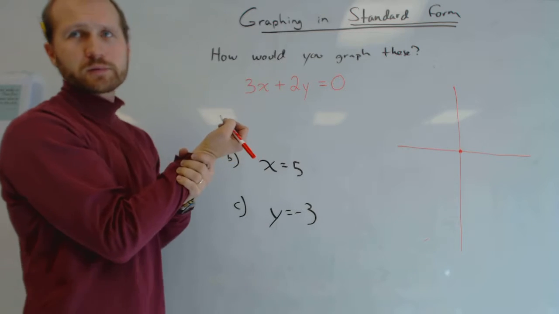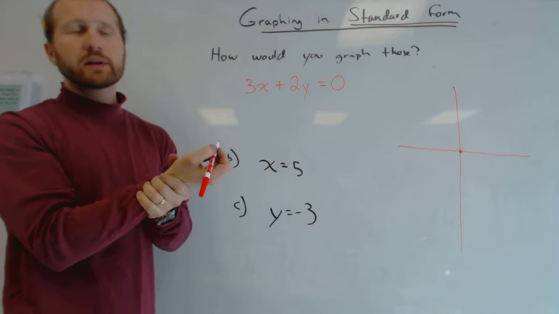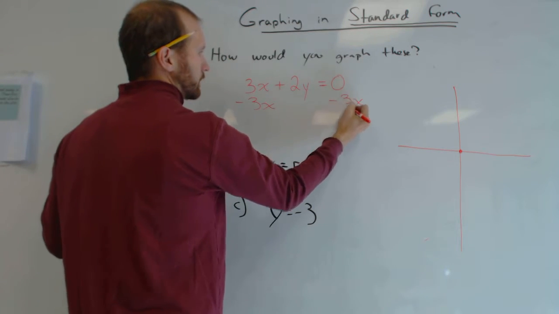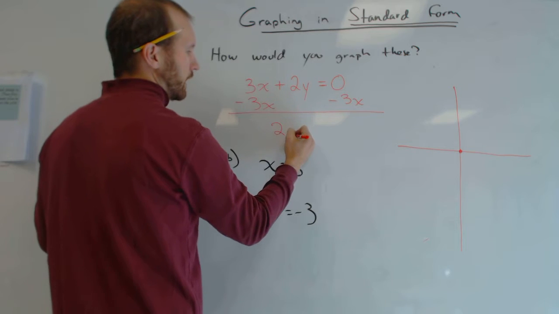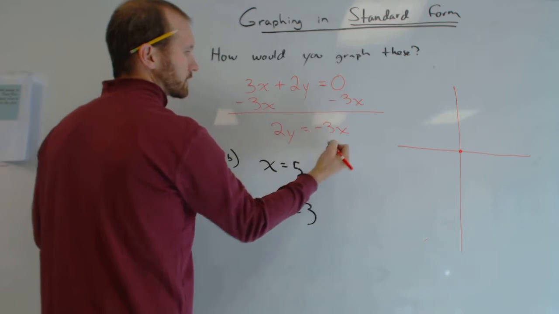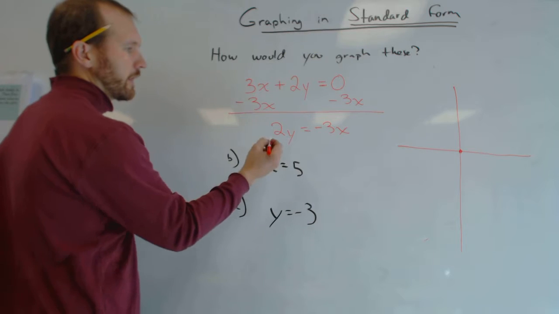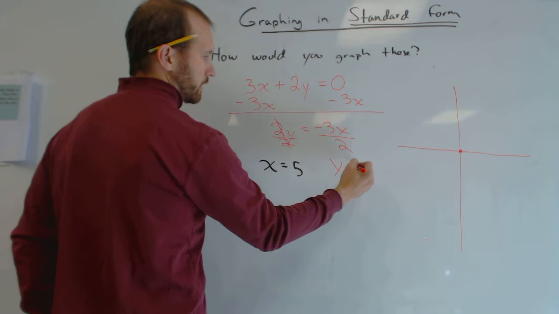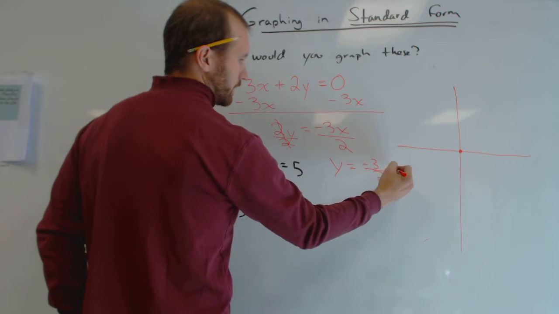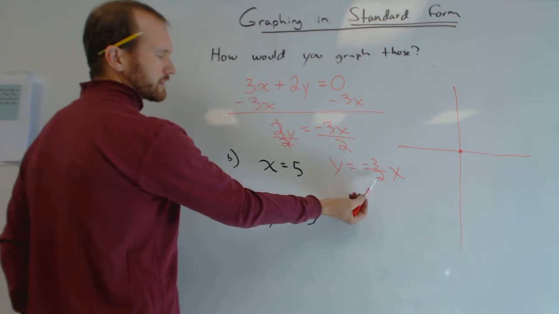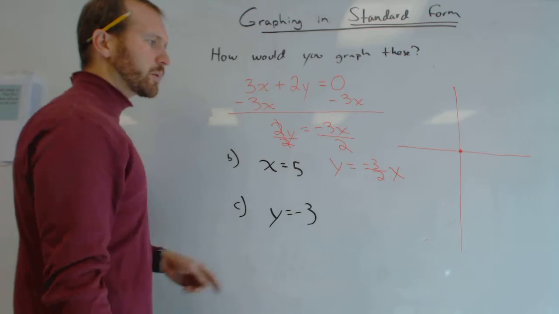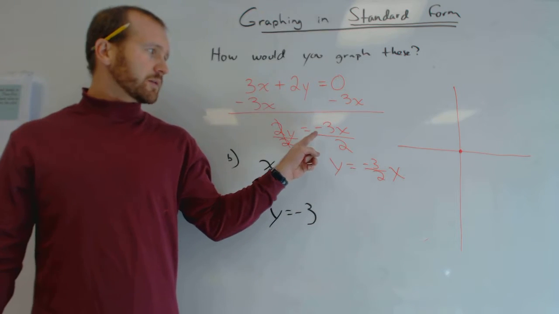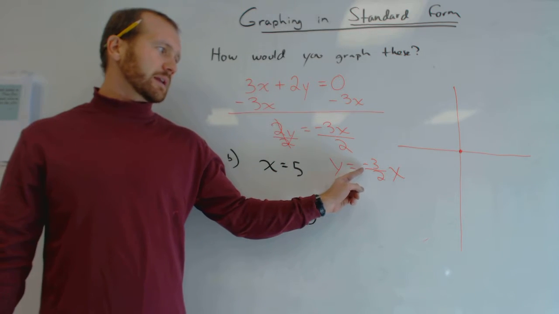So remember, slope-intercept form says y equals. So I'm going to get y alone on one side, minus 3x, and then I have 2y equals negative 3x, and then I just divide by 2. So y equals negative 3 halves x. And I'm going to write it like this, with the fraction in front. Remember, when you multiply something times a fraction, it multiplies times the top. So negative 3x over 2 is the same thing as negative 3 halves x.